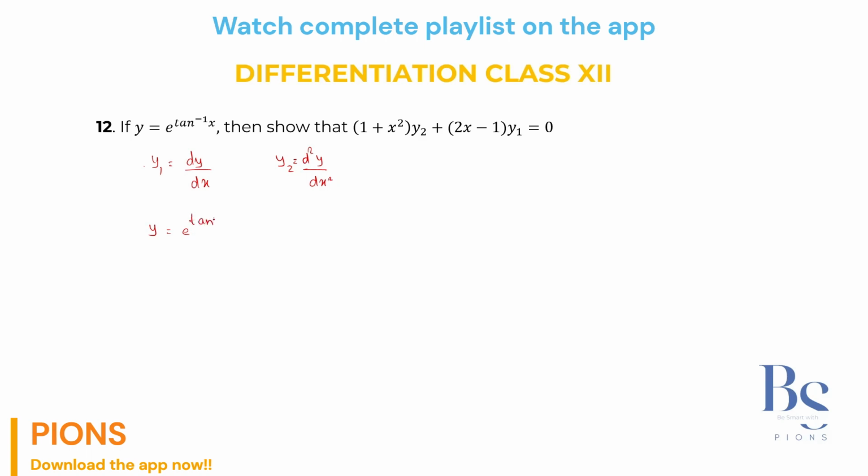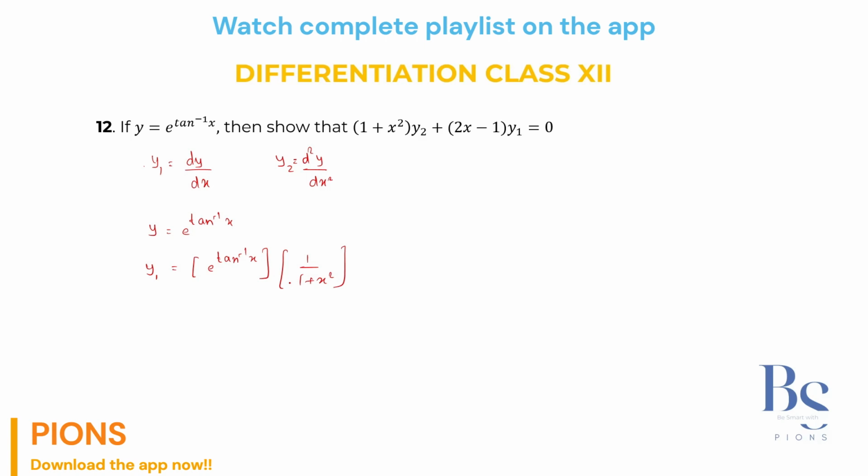Let me recall the basic concepts. So dy by dx is y1, and that will be derivative of e to the power something. Sir, e to the power something is e to the power something, and derivative of tan inverse x will be 1 by 1 plus x square. Very simple.